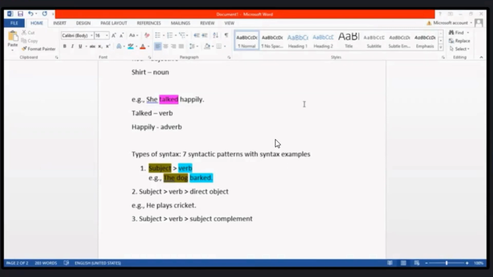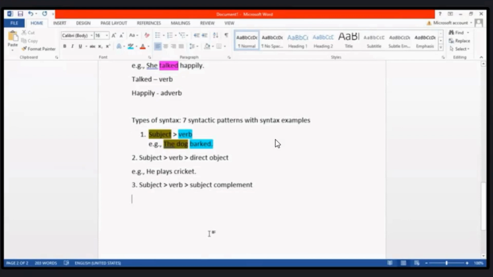Okay, subject complement. Let me talk about subject complement. All right, what is a subject complement? So a subject complement is a word or phrase that appears after a linking verb in a sentence and is closely related to the sentence's subject, identifying, defining or describing it.